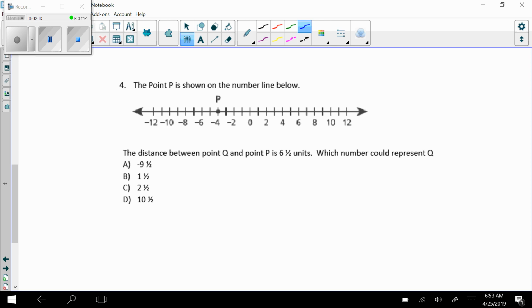The distance between point Q and P is 6.5 units. Which number could represent Q? Well, distance can go either way, so you just count 6.5 to the right or 6.5 to the left. If I go 6.5 to the right, 1, 2, 3, 4, 5, 6.5. Or I can go 6.5 to the left, 1, 2, 3, 4, 5, 6.5. And whichever one is there is your answer.